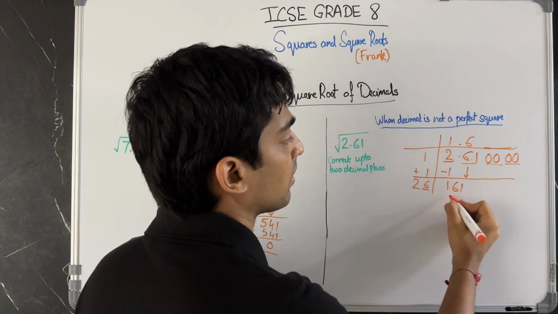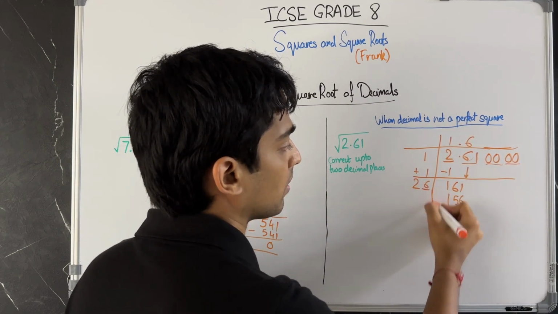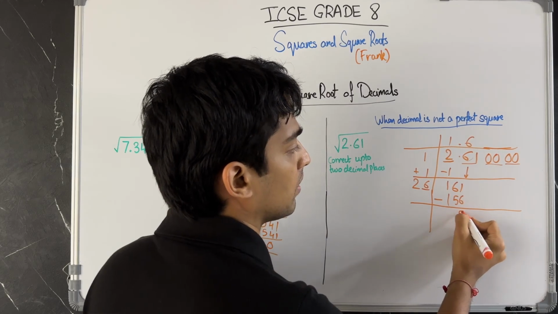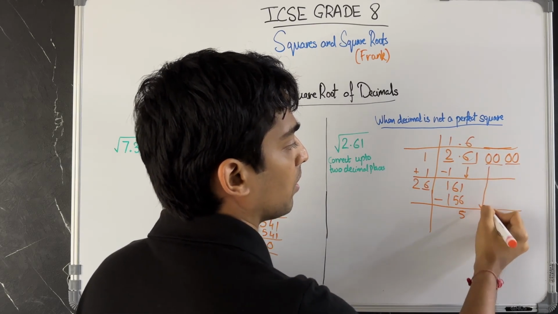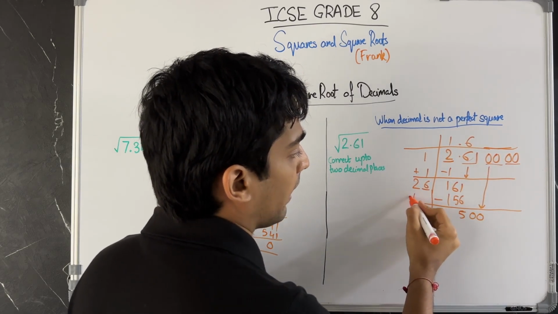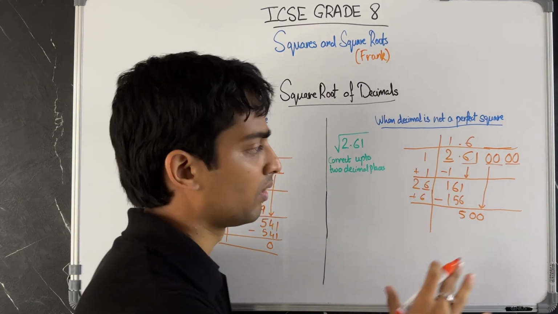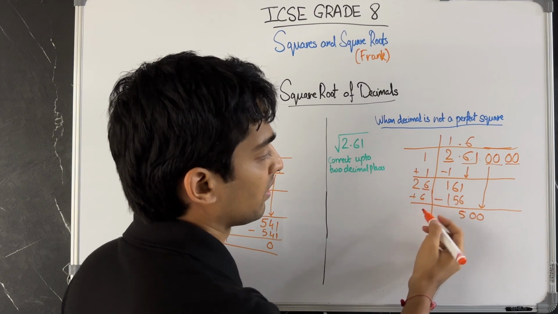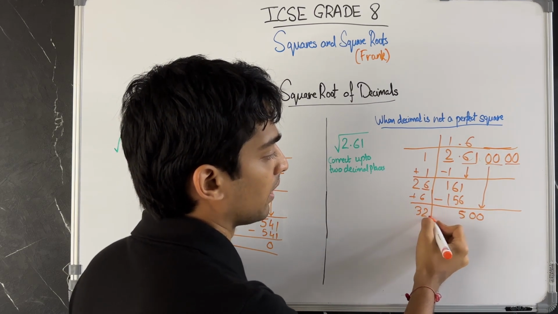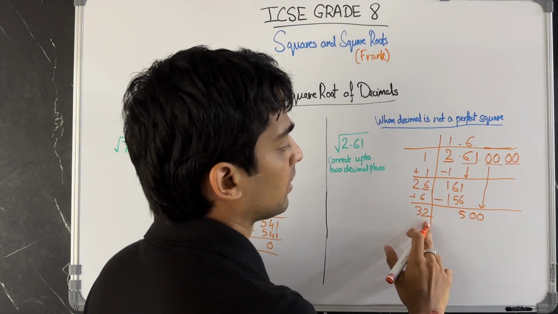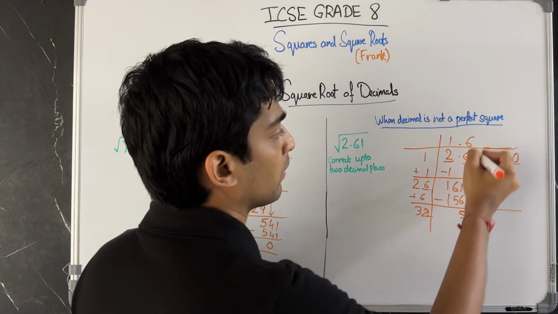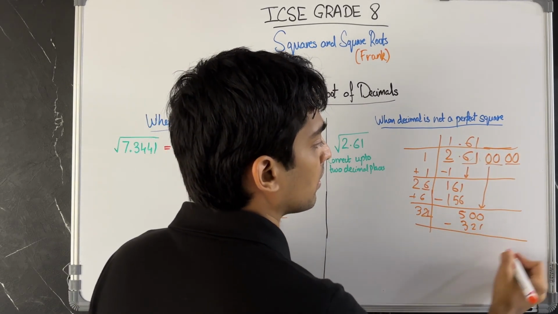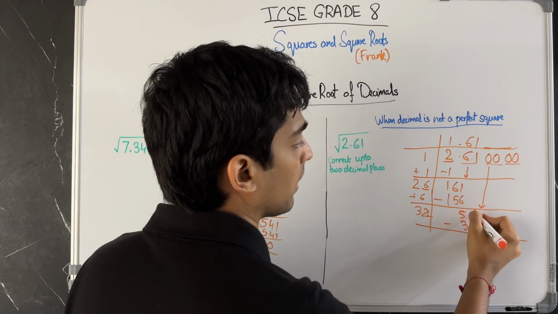Next, when you try, you will get 6. 26 into 6 is 156. You will subtract, you will get answer 5. And then these 2 zeros come down. You will add 6 to this. Same method we have to follow. There's no change. 26 plus 6 is 32 and a blank. Now which number will come here? It will be 1. 321 into 1 is 321. Subtract it. You will get 9.